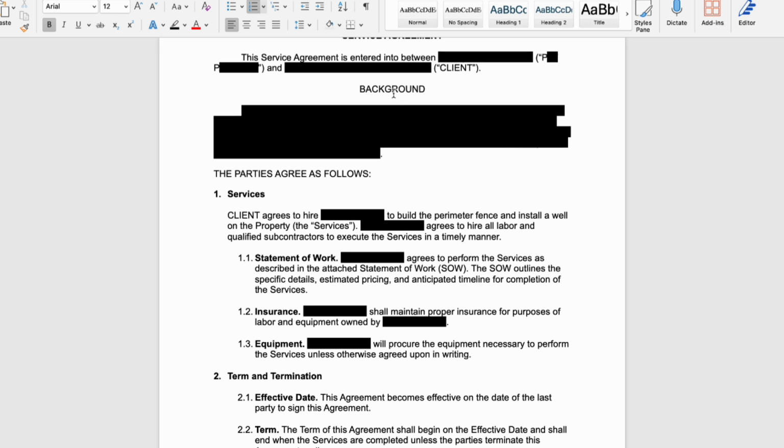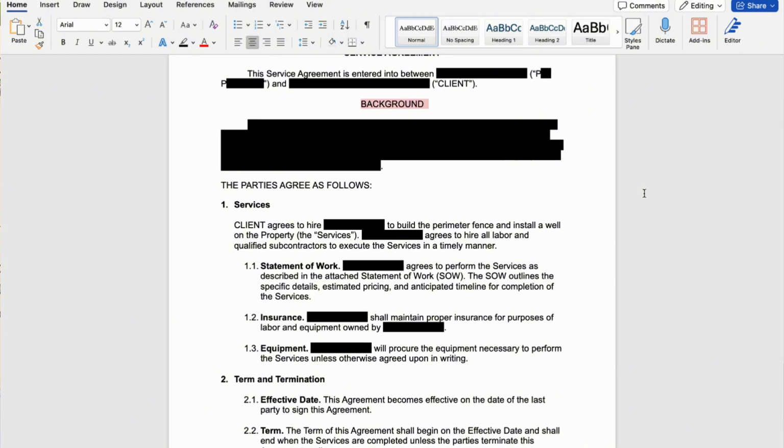I will also point out the background section. I always like to include a background section because it gives the context of the agreement. And that part is usually not legally binding, so you can go ahead and just use layman's terms to describe the transaction and the relationship between the parties.